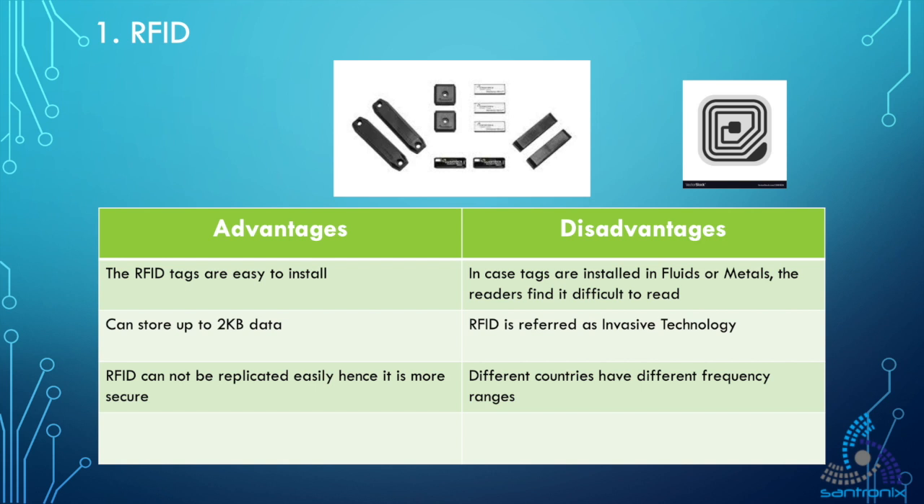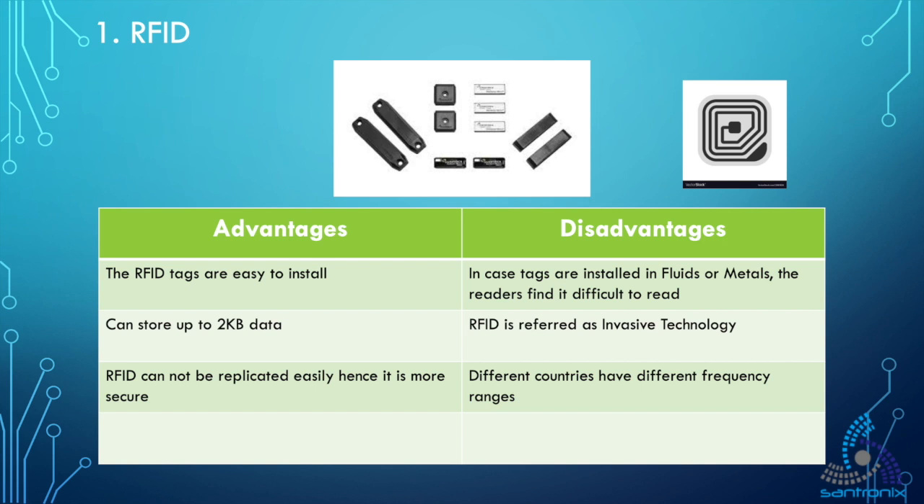So the advantages of RFID: basically, RFID tags are very easy to install. You can either incorporate them into the device itself, or paste them on top of the devices, or embed them in the device itself. Also, it can store up to 2 kilobytes of data. So apart from just a unique identification number, some custom information can also be stored, which should not go beyond 2 kilobytes. So it's a very low memory device, which is an advantage for it.